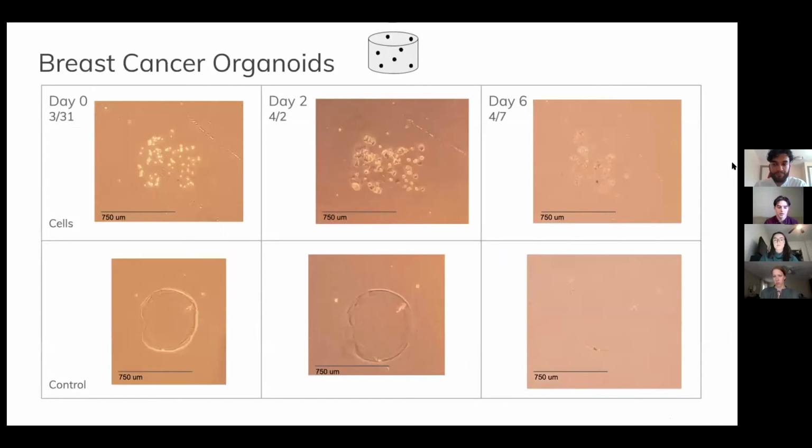Here's another sample we used, which is breast cancer cells seeded in Matrigel. These images show the growth of these cells in Matrigel compared to the control Matrigel pillars from day 0 to 6. On the top row, we have the cells, and on the bottom row, we have the control. The cells were seeded in a concentration of roughly 2,000 cells per microliter, and over time, the cells grow, which results in a differing of the mechanical properties.